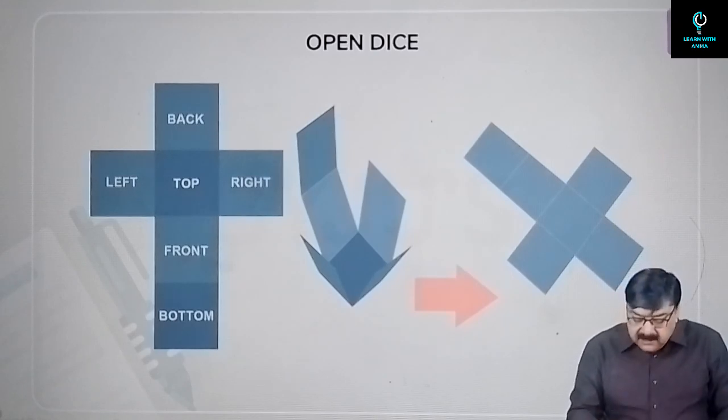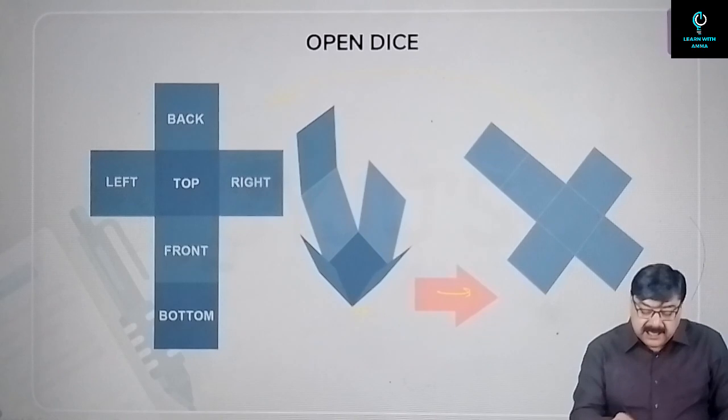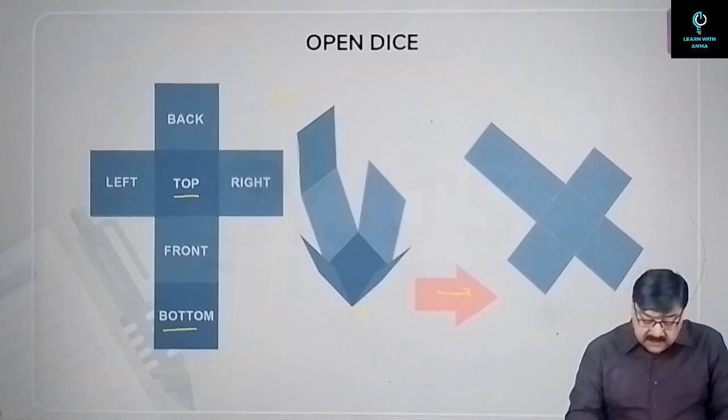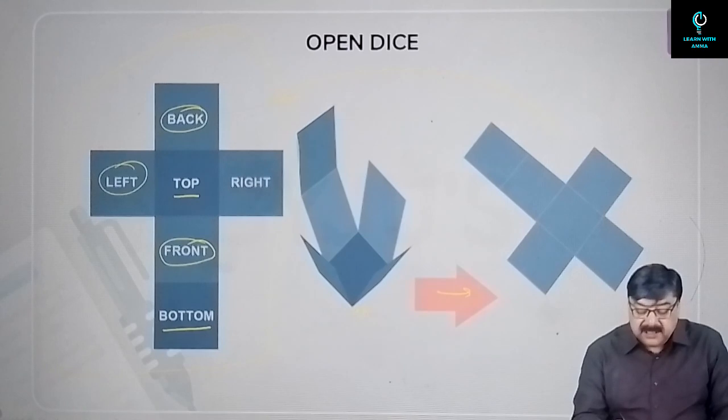When you open it like this, this is how it appears, as on the right hand side. Now, I'll just take it here. It will form this T or a cross, let us say, where if this is top, this is bottom, this is front, then this is back, this is left, then this is right.